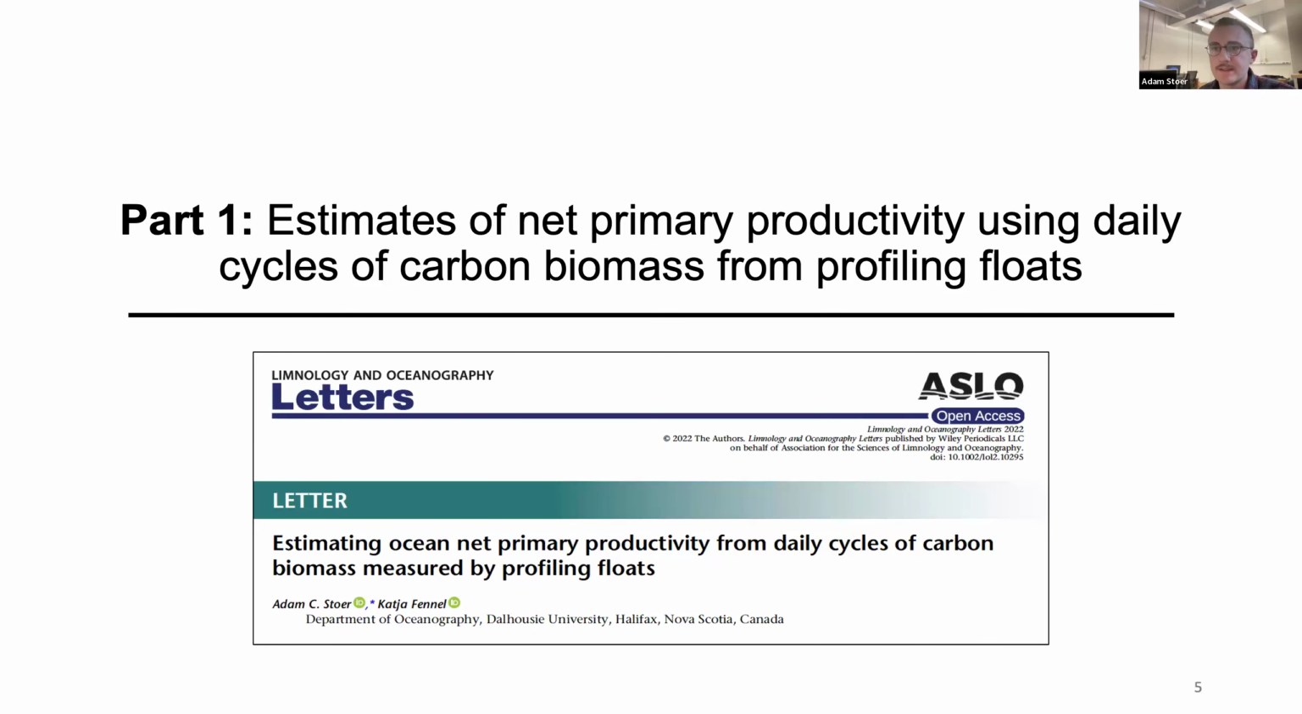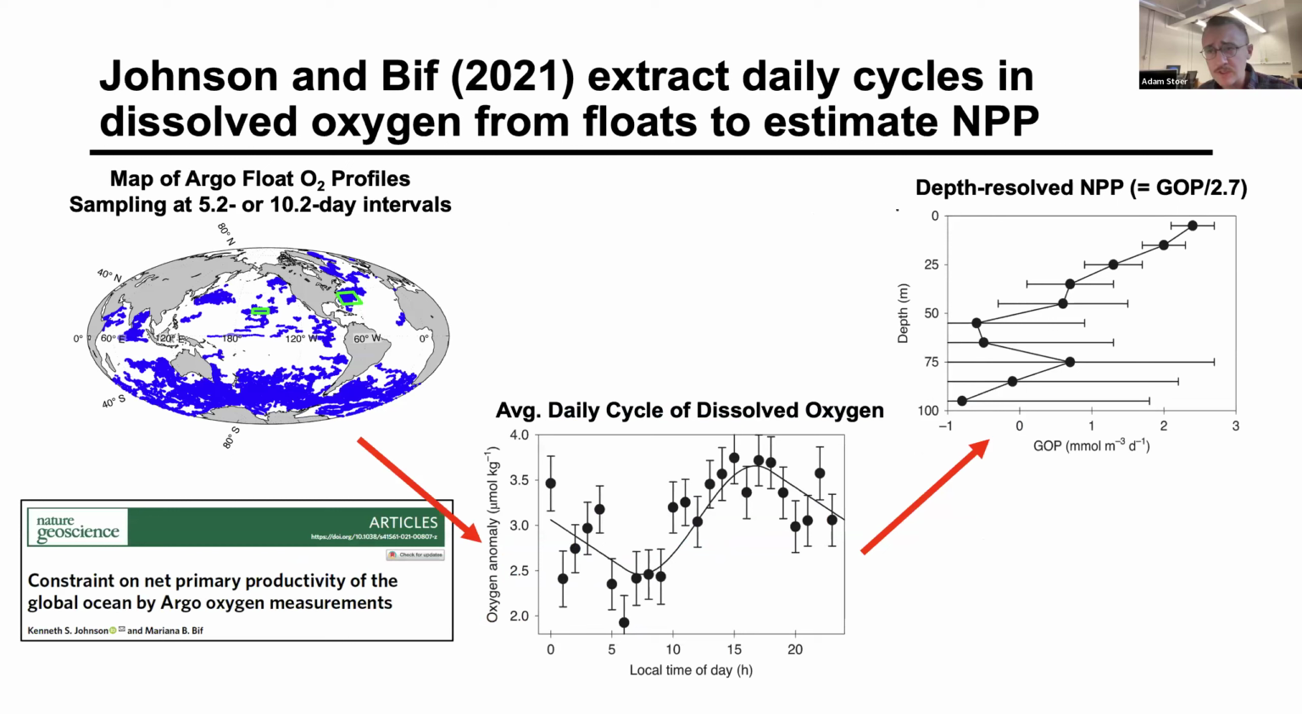So for part one, this is work that's been published in L&O Letters, and that's the estimate of net primary productivity. That work is inspired by this wonderful paper from Ken Johnson and Mariana Bif. What they did in that paper was effectively extract daily cycles of dissolved oxygen from the Argo float array. And I'll talk in the next slide about how they did that exactly.